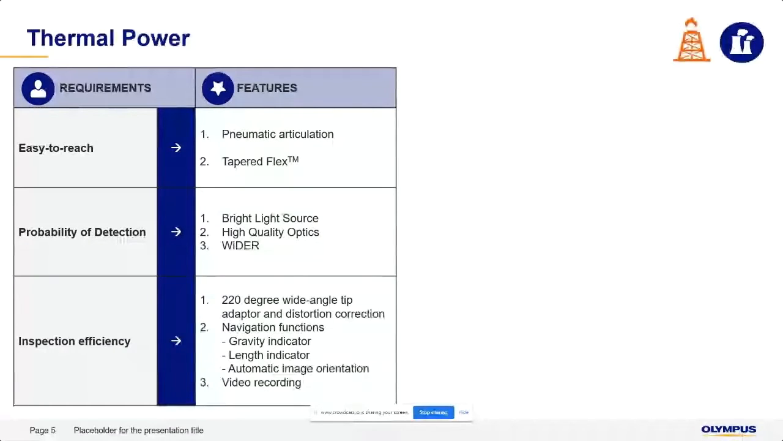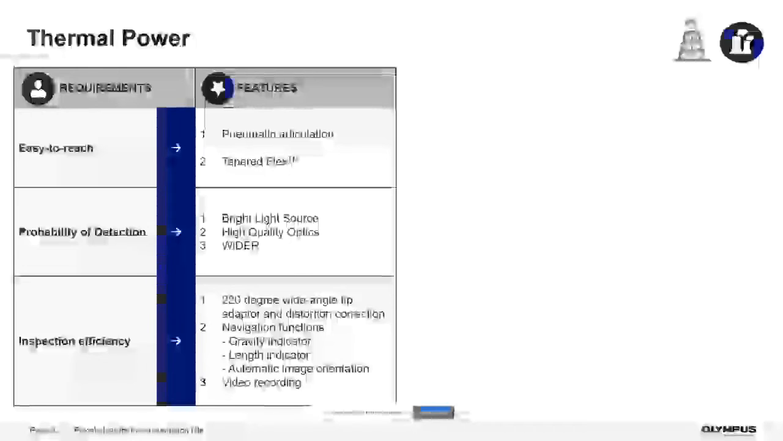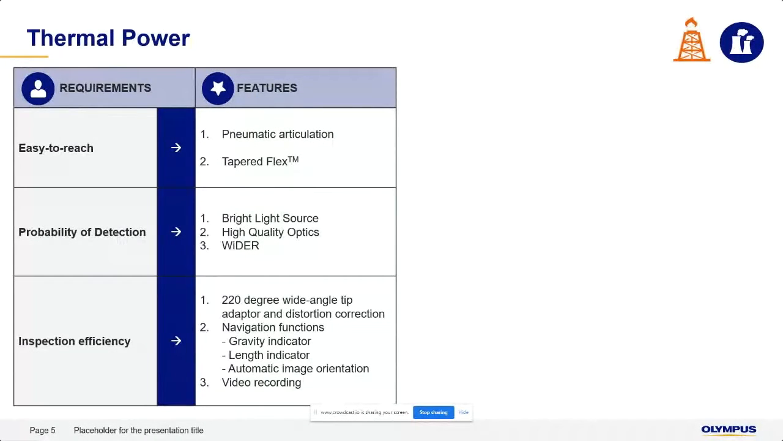So what tapered flex is, is the end of the insertion tube, where the tip adapter and articulation section is, is very flexible. The insertion tube becomes more rigid the closer it gets to the user. So as you insert the insertion tube, you get more rigidity out of the insertion tube, which helps you push through more turns and more bends as you encounter them.